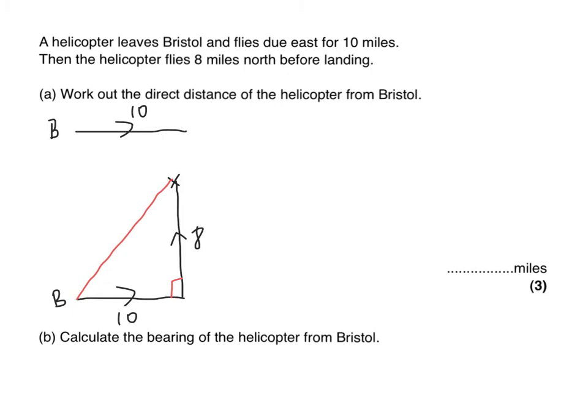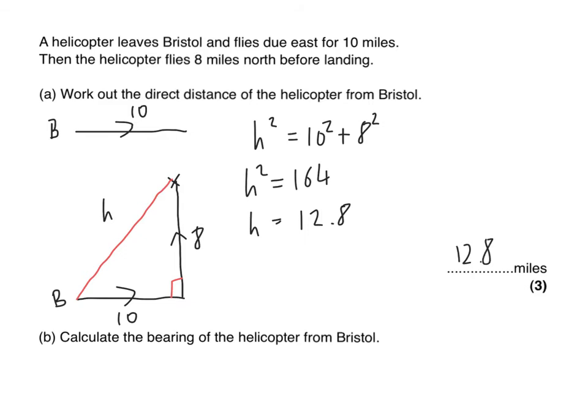To do that, I would use Pythagoras' theorem. So the direct distance is the hypotenuse, and the hypotenuse squared is equal to the short side squared plus the other short side squared. So the hypotenuse squared would be equal to 164, and the hypotenuse is equal to the square root of that, which gives you 12.8 to 1 decimal place.